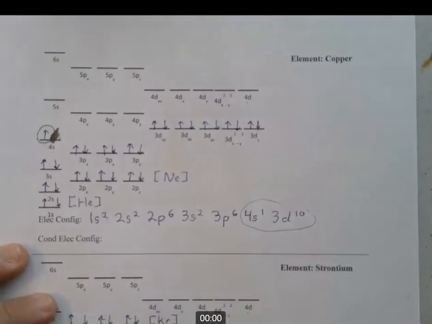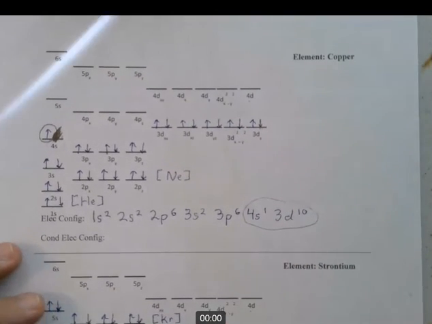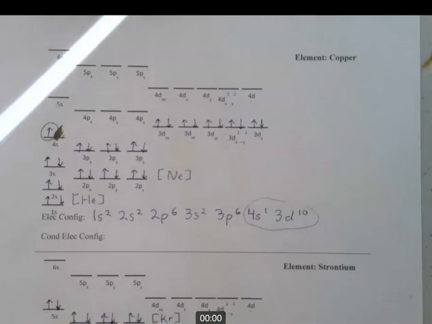This is the exception to the Aufbau principle. There's not a lot of exceptions. There's some when you get down into the f orbital, way down at the bottom of the periodic table, but this is one that you'll see anytime you're in the d orbital.